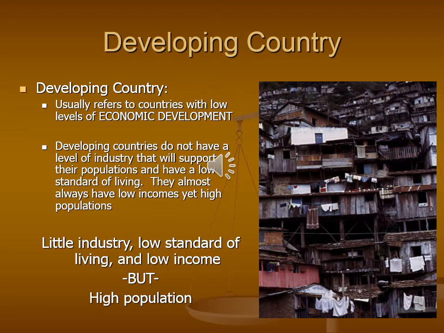Developing country is usually used to refer to countries with low levels of economic development. Developing countries do not have a level of industry that will support their populations and have a low standard of living. They almost always have low incomes yet high populations. There is little industry, with low standard of living and low income, but the population is high.